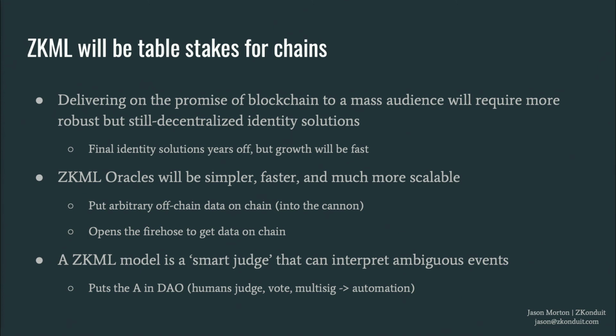And finally, this idea of a smart judge, I think we can put the A back, autonomous back into DAO, and instead of using human judgment, votes, and multisigs, we can have true automation, where it's as though the organization, the smart contract, is actually making decisions itself.